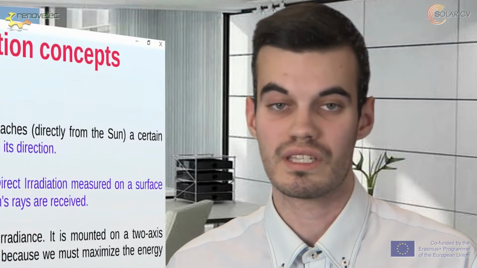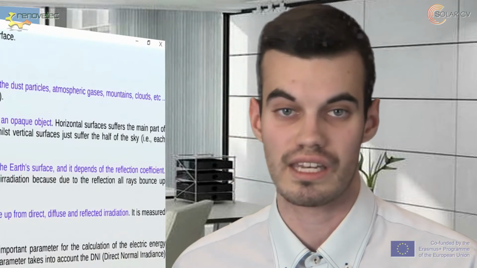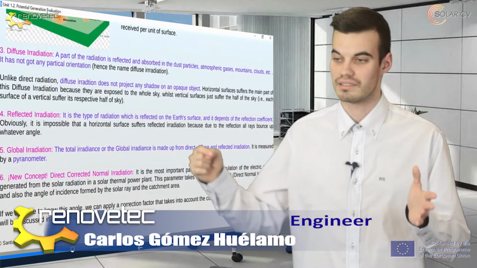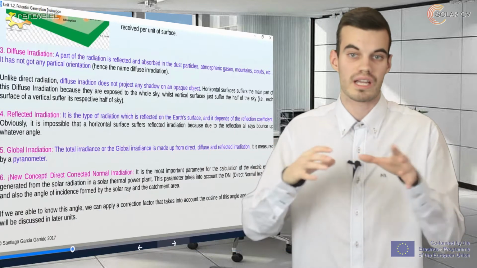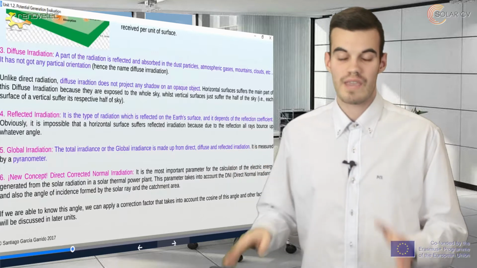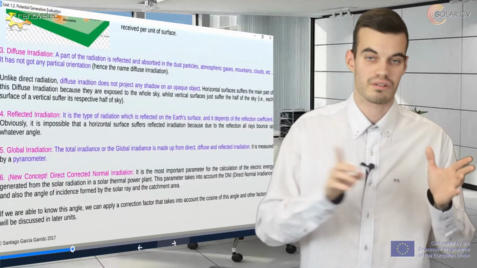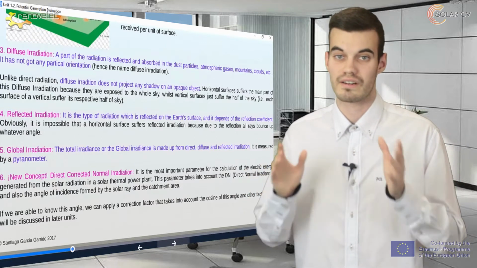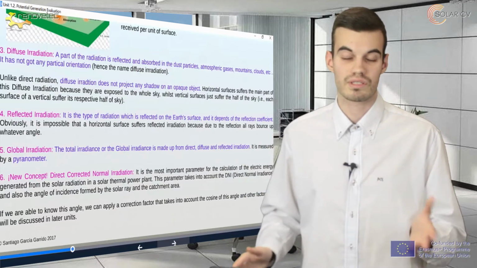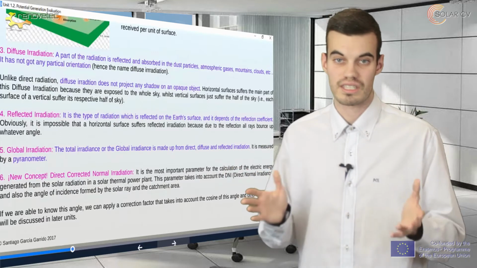And now in this unit we are going to discover a new concept, and this is corrected DNI. We have that a surface has a normal vector, and we are going to have another vector due to our solar ray. If the vector of our solar ray and the normal vector of our surface are the same, the incidence angle would be 0, and the cosine of 0 is 1. So the DNI and the corrected DNI would be the same.